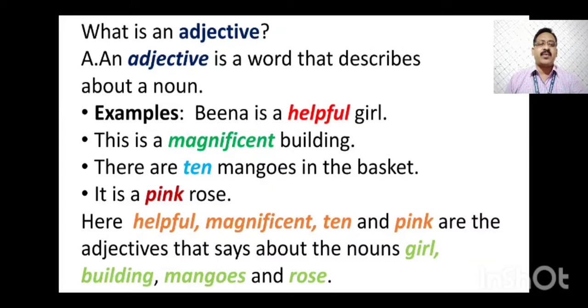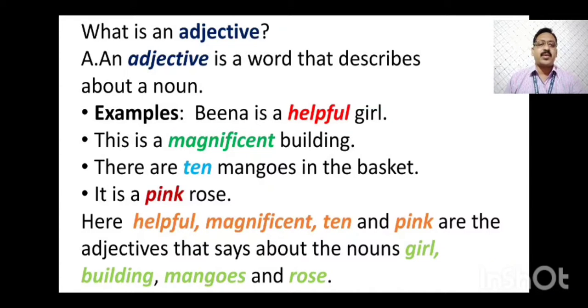There are 10 mangoes in the basket. Mangoes are the nouns here. We are saying the number of mangoes in the basket, that is 10. So 10 is the adjective that describes the noun, an adjective of number or quantity.